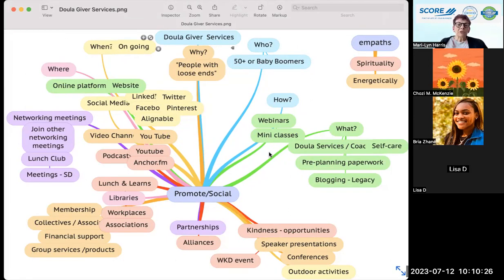I did one for a client. She's offering doula services, doula giver services. And so the chart is really about promoting. The main picture, as you see in the center, is called Promote in Social. It's like, how am I going to promote my services? So this gives you a good idea of some ideas of where you can find your people. So now you're going to say, okay, how am I going to promote to them?